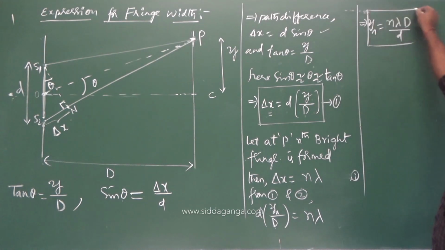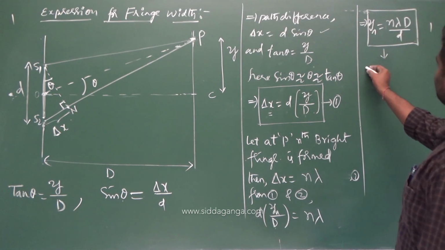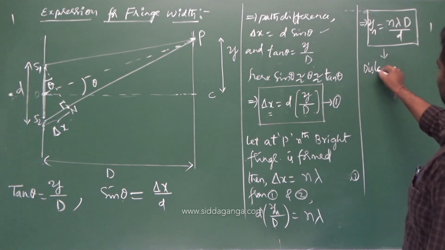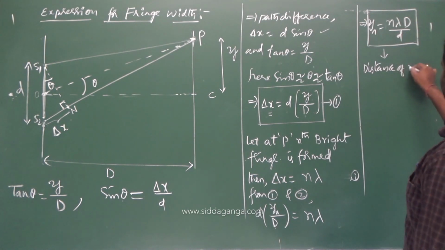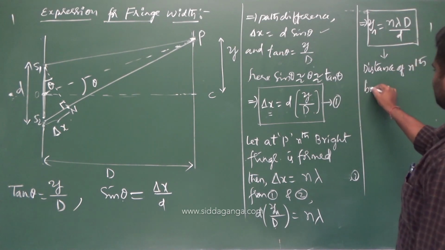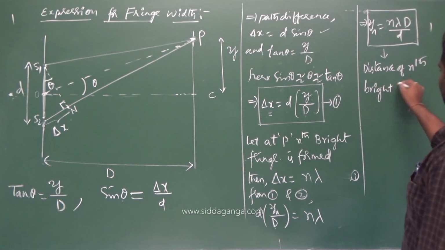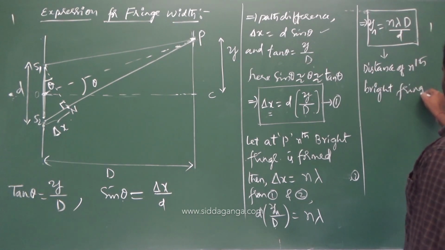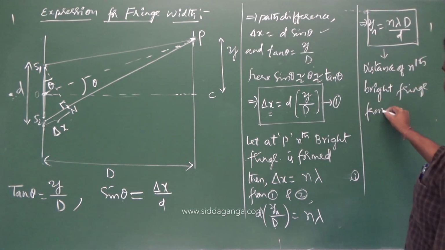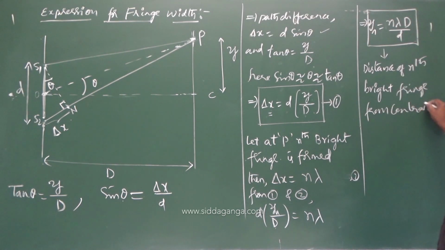This is the formula you will get. What actually is it? Remember this formula, and note it down: the distance of the nth bright fringe from the central fringe is n lambda capital D by small d.